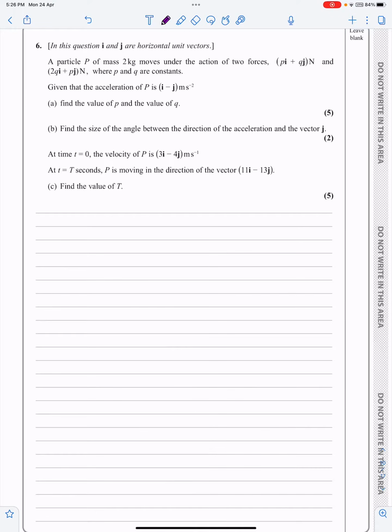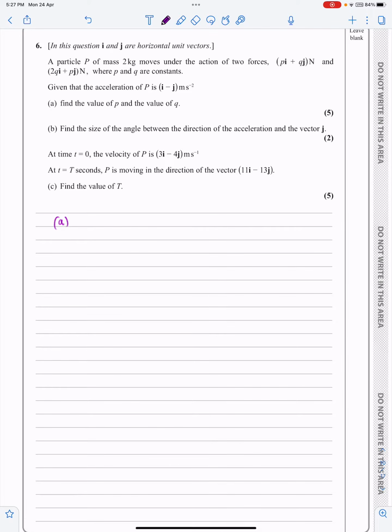Okay, this is question 6 from January 2022. As we can see, it's a vectors question. Let's jump straight into it. Part A, reading it, it says, this particle, mass 2 kilograms, comes under the action of two forces, PI + QJ and 2QI + PJ, where P and Q are constants. If the acceleration is equal to I - J, find the value of P and Q.